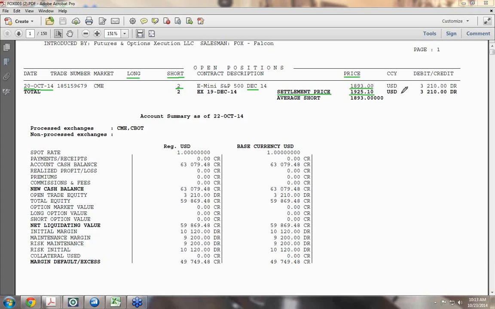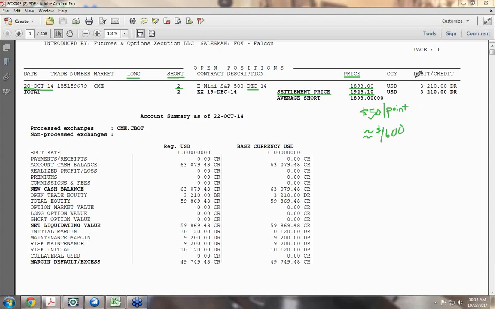Now, for the 32-point difference, some of you may be familiar with the leverage in the E-mini S&P, some of you may not. It's basically $50 per point in the E-mini S&P. That's the leverage involved. So a 32-point difference is going to be roughly a $1,600 move in the market itself.